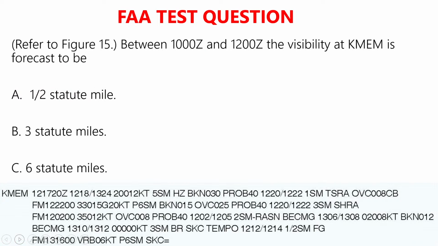It's going to deal with basically the same thing. Looking at the image at the bottom there, between these specific times, between 1000 Zulu and 1200 Zulu, what is the visibility in the forecast? Go ahead and open up the poll for that one. Half a statute mile, 3 statute miles, or 6 statute miles.